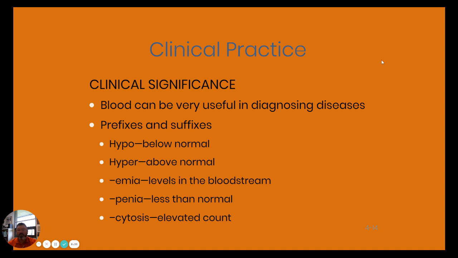So, of course, blood is very important in helping with disease diagnostics, and is often indicated by prefixes or suffixes. If you see hypo, that means blood levels were below normal, or hyper, blood levels were above normal. If you see emia, that's levels in the bloodstream. Penia means less than normal. Cytosis is an elevated count. So, for example, I mentioned before hypocalcemia. That would be where you test blood and there's actually low blood calcium.